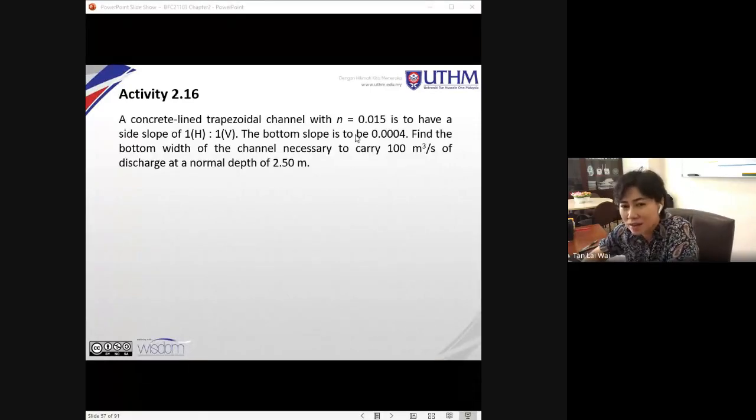Now, last class we actually stopped here, which is activity 2.16. All right. So let's look at how we solve this. This is a trapezoidal channel. So basically, you may sketch the section out.